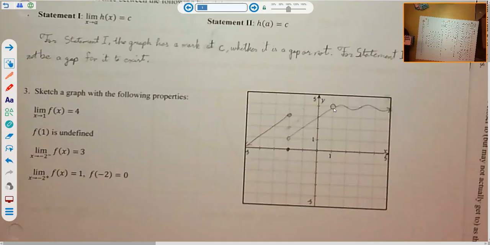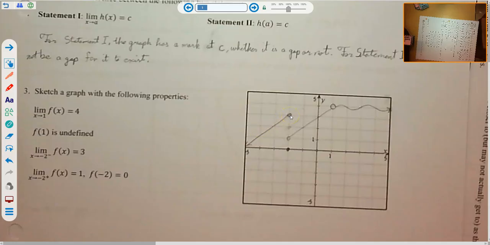For the limit statement, it doesn't matter if it's open or closed. But for the next statement, f of 1 has to be undefined. So pretty much, whatever your graph looks like, you've got to have an open circle at (1, 4). Right? That has to be the case. Now, what your graph looks like around that doesn't matter all that much. Then we got the limit as x approaches -2 from the left is supposed to equal 3. So right here is our -2. Does his limit from the left equal 3?